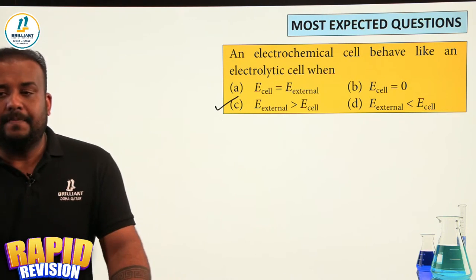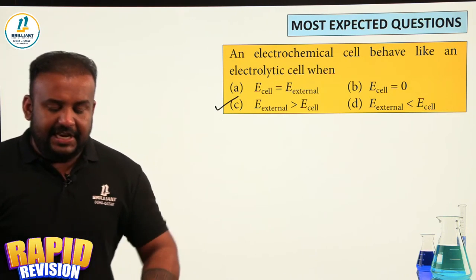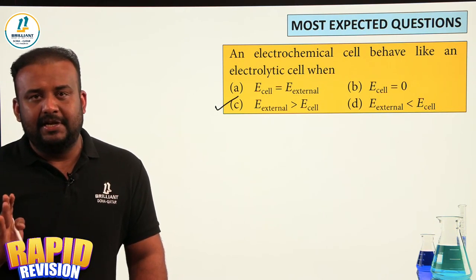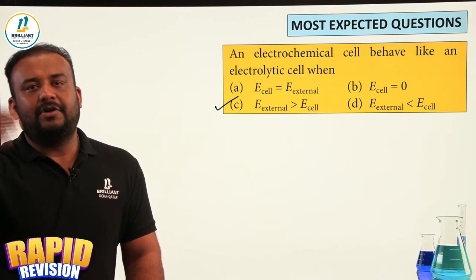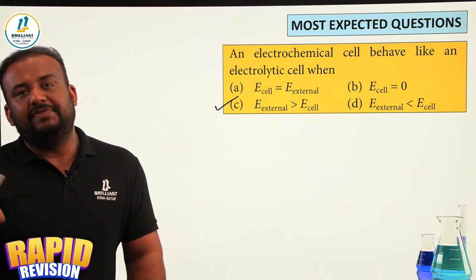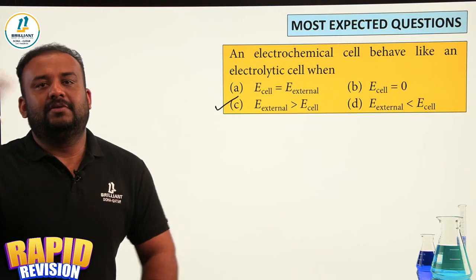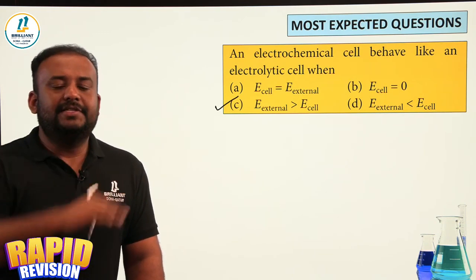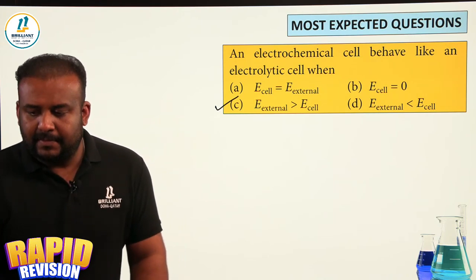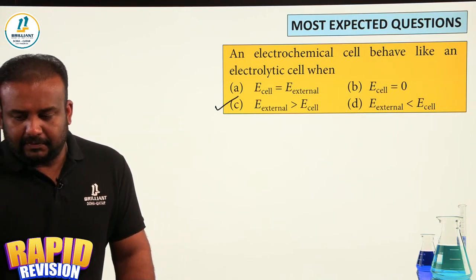Is that clear to all? If it is less than E cell, the normal electrochemical cell reaction will take place. That means zinc will lose electrons and copper will gain electrons. But if you apply a higher external voltage, copper will start losing and zinc will start gaining. Got it? Is it clear for all?